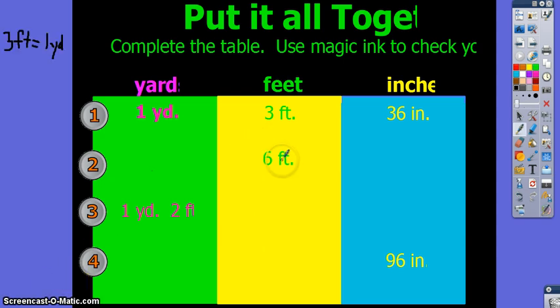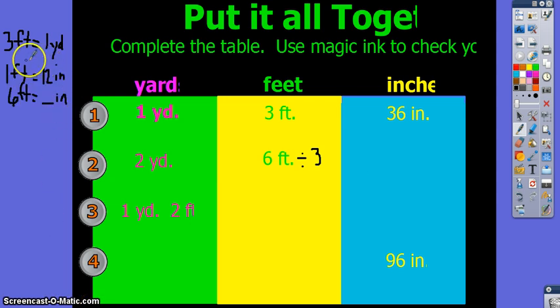Okay, so now in this one we have 6 feet, and we want to try to figure out how many yards we have. So 6 feet is smaller than yards, so we're converting from small to large. So we're going to divide 6 feet by 3, because there are 3 feet in 1 yard. So 6 divided by 3 equals 2 yards. But if we wanted to go from feet to inches, we're going to have to multiply.